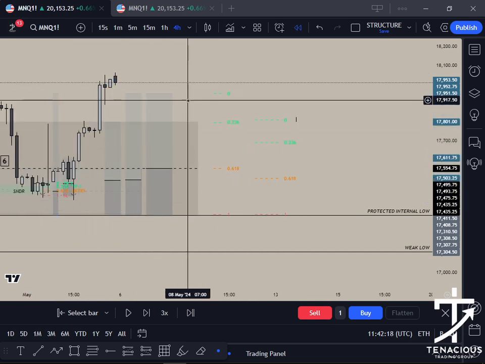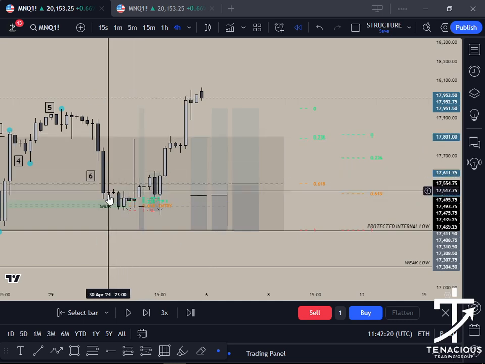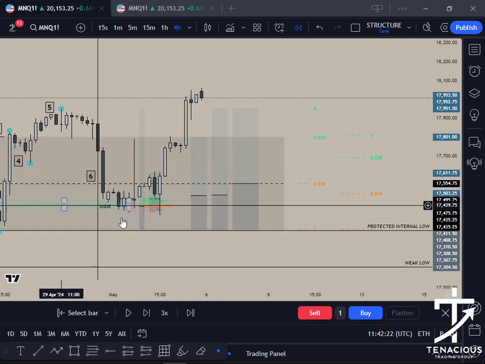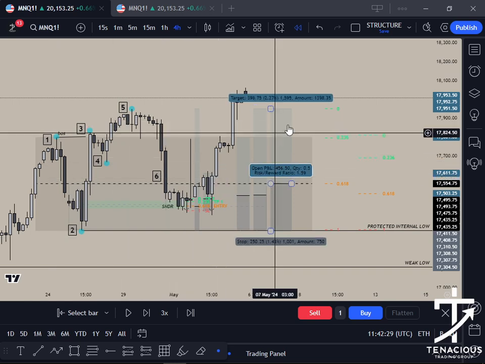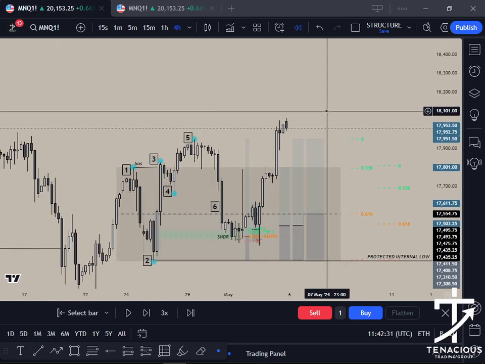That's how you could do it if you want to be ultra safe, where you enter really, really early, but you use the higher time frame protected low. I mean, the low of the zone. And yeah, that's the strategy, guys.